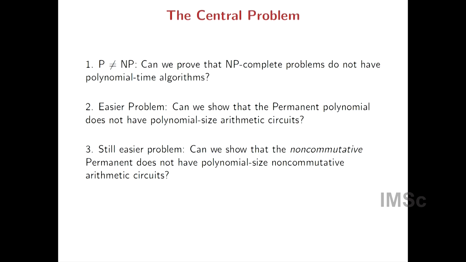So we want to make the problem easier. Why not consider the non-commutative permanent? You make the model still dumber. You say that the variables can't commute with each other, so you can't do clever cancellations by moving around variables. So x1 times x2 is different from x2 times x1. But the permanent polynomial still makes sense, and an arithmetic circuit still makes sense because multiplication is now non-commutative. In this easier model, can we show that the permanent does not have polynomial size non-commutative arithmetic circuits?